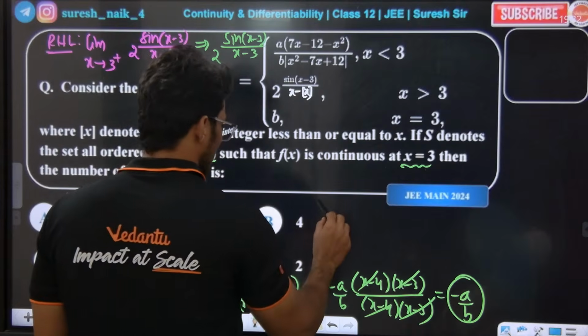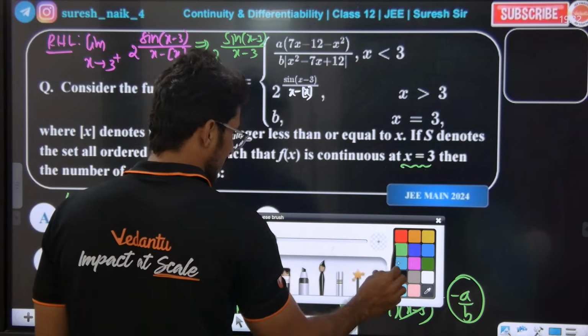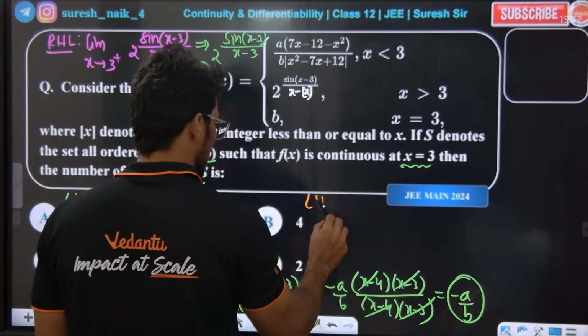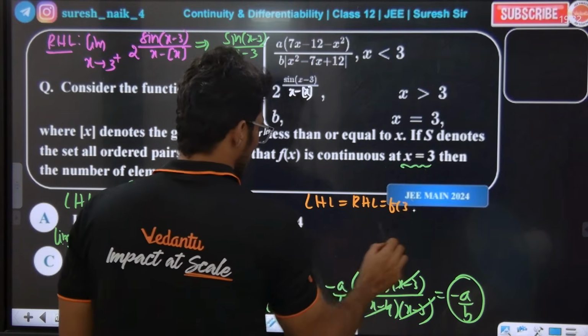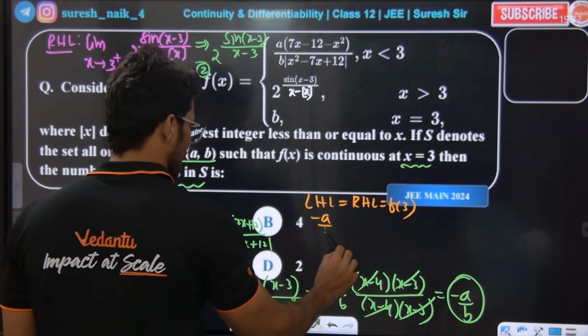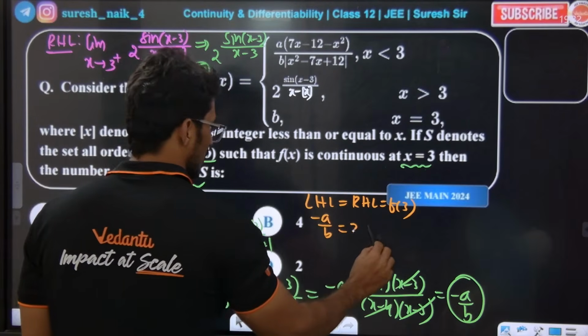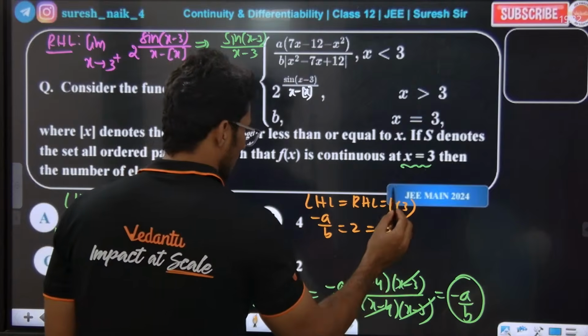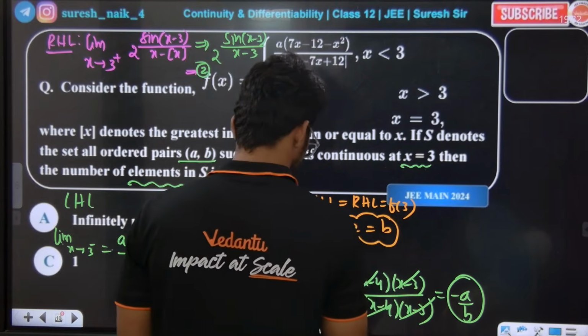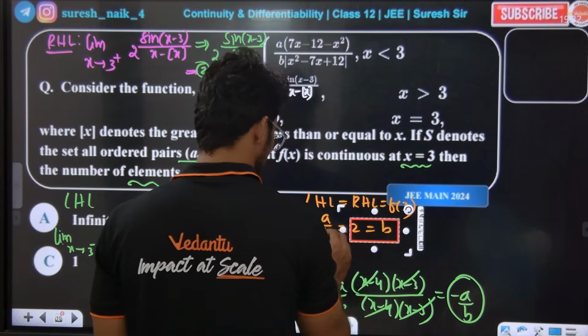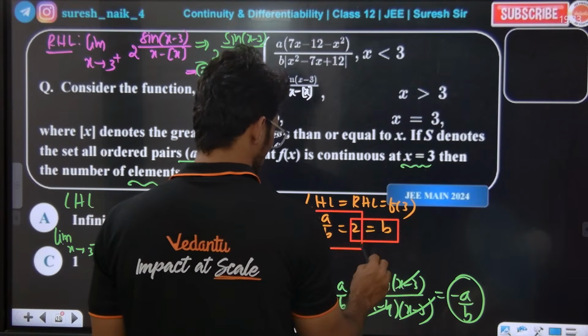Simple. LHL, listen to the class. I'm writing in a different color. LHL should be equal to RHL should be equal to f of 3. LHL is minus a by b. RHL is 2. f of 3 is b, that's all. The b value is 2 here very clearly, and then these two are equal. Yes or no?